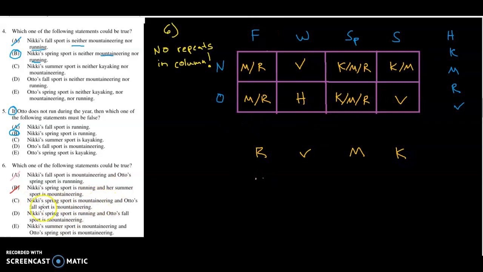And then it says, O's fall sport is mountaineering. Is that possible? Well, yeah, right? If N is running in the fall, then O would have to have M there, and then we'd have H, and then it could be either K or R over here, and then V over there. Yeah, that's fine. That is absolutely possible. We could do that. So the answer is C.